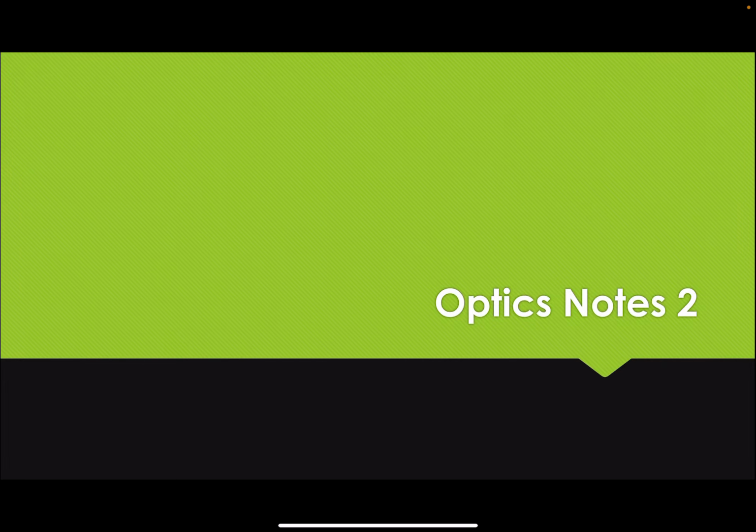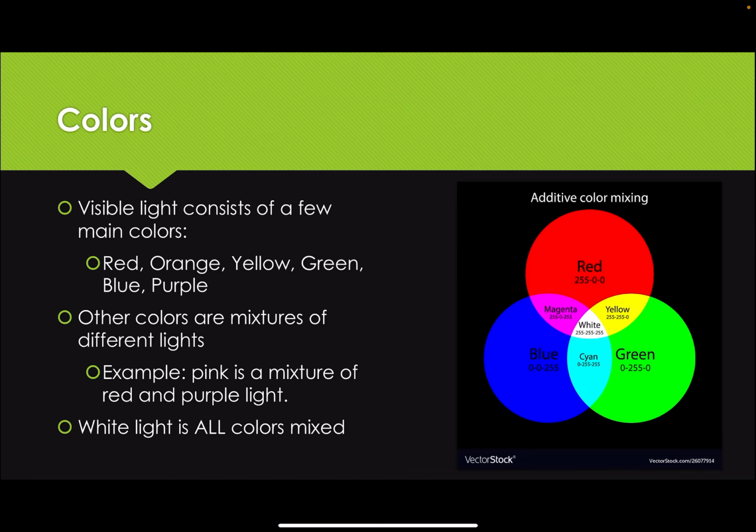Today we're going to discuss Optics Notes 2. We're going to continue our discussion of optics. And so with optics, you know that light consists of colors. It consists of other things besides visible light, as we know. But of course we have colors, and the main colors are red, orange, yellow, green, blue, purple.